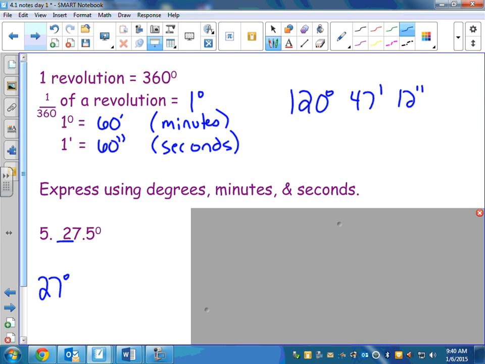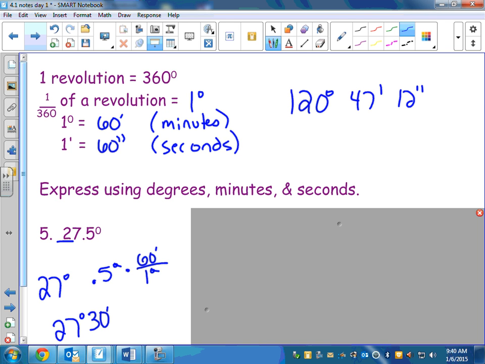If 1 degree has 60 minutes, how much is half a degree going to have? 30, right? How would I get that? I would use a conversion factor if I wanted to do the math. I know there are 60 minutes in 1 degree. How do I know to put the 1 degree on the bottom? Because I want the degrees to cancel out, right? The same conversion thing that we've always been doing. And 0.5 times 60 is 30 minutes. So 27 degrees, 30 minutes.